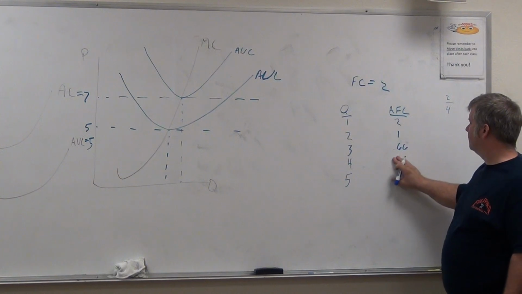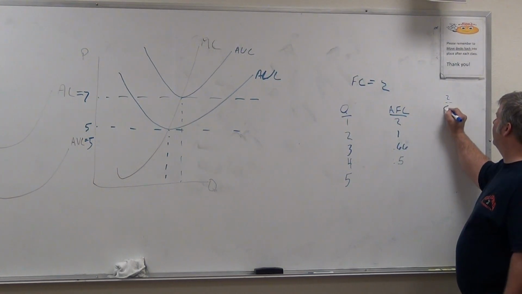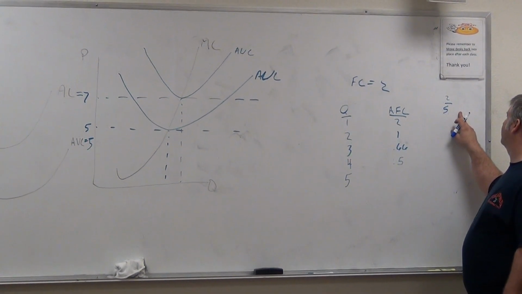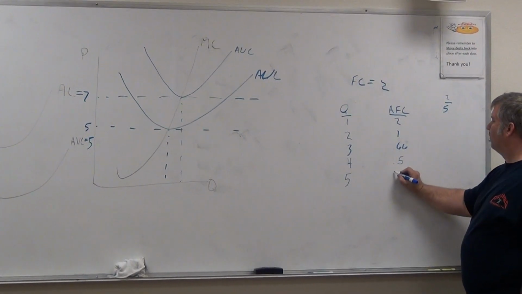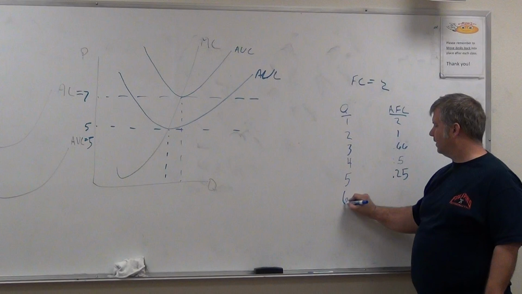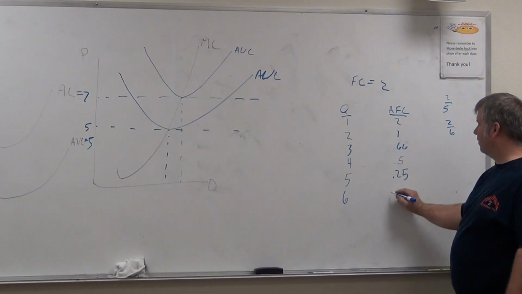Well, it's easier if you do it right. Half. Then we do 2 divided by 5, and we get 1 over 2.5, which is 0.4. 1/4, so we get a quarter. My brain's not working, but anyway, we do 2 divided by 6, and we get a third.